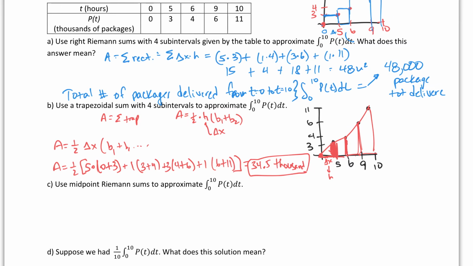Now let's do a midpoint Riemann sum. I'm going to quickly sketch it so we know what we're looking at. We've got 0, 0. We've got 5, 3 right here. We've got 6, 4. We've got 9, 6. Yes, there is a way to cut and paste that graph, but I think it's going to take too long. And we've got 10, 11 right up here. So that'll be that point. 9, 6 was this point. Now, here's what I'm going to do for midpoints. The midpoint between 0 and 5 is at 2.5.